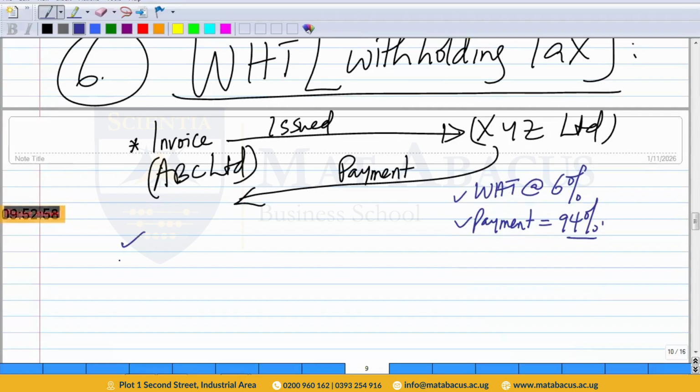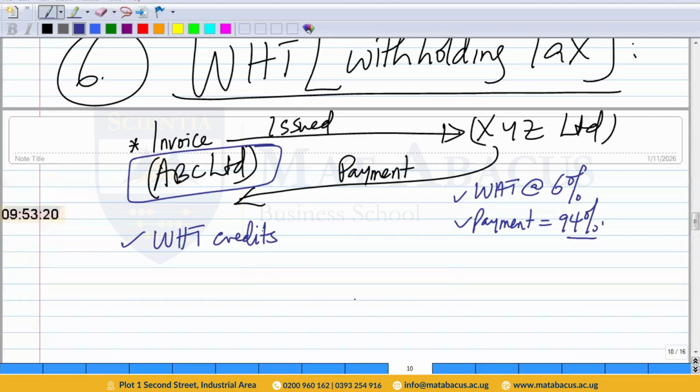And this person whom they have withheld, ABC, will have what we call withholding tax credits. So when he is filing his business income, he has a benefit of reducing his tax liability. Is withholding tax filed for? Yes, it is filed. You have to file it every month. All the taxes you talked about, you have to file them. So even withholding tax, you have to file.